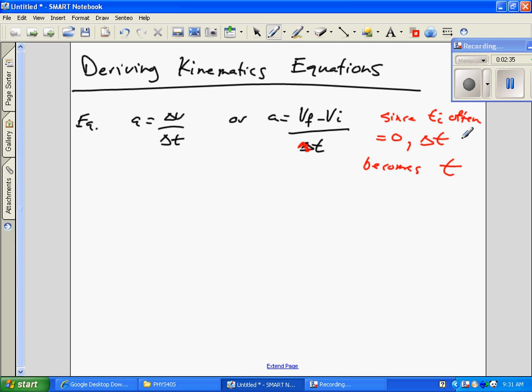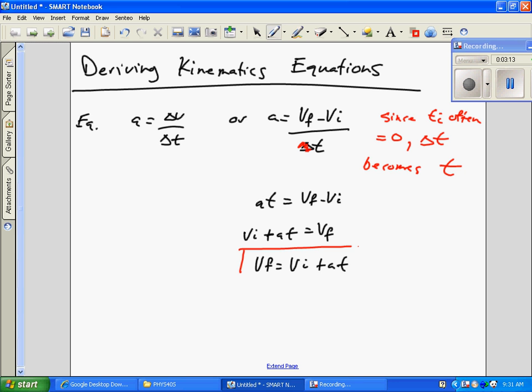Okay? And now I'm going to rearrange this formula. I'm going to bring my t up there, and I've got AT equals Vf minus Vi. I'm going to take the Vi to the other side, and I'm going to have Vi plus AT equals Vf. Generally we like to have the formulas written so that there's one thing on the left and the rest of the formula on the right. So I'm just going to switch positions there and write Vf equals Vi plus AT. And that, my friends, is the first kinematics equation.